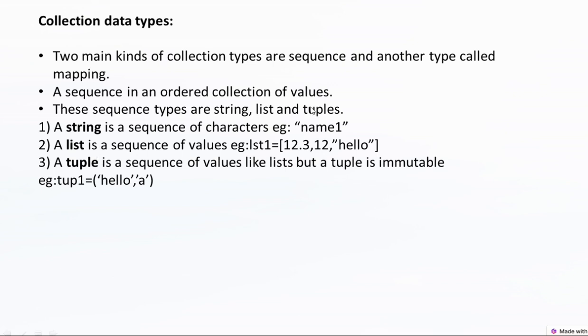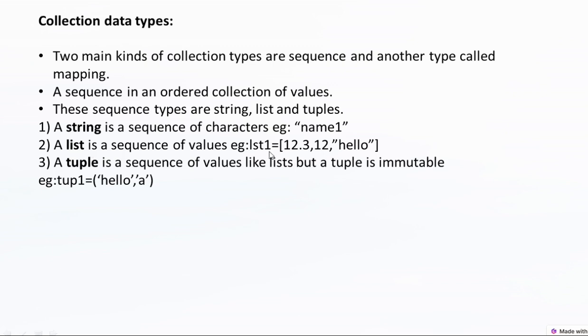So what is sequence? It means you will have some ordered collection of values. String is actually a sequence of characters, so that is also a collection data type. It's a sequence data type. List and tuples, I'll be discussing in more detail, and that would be given in the description box.